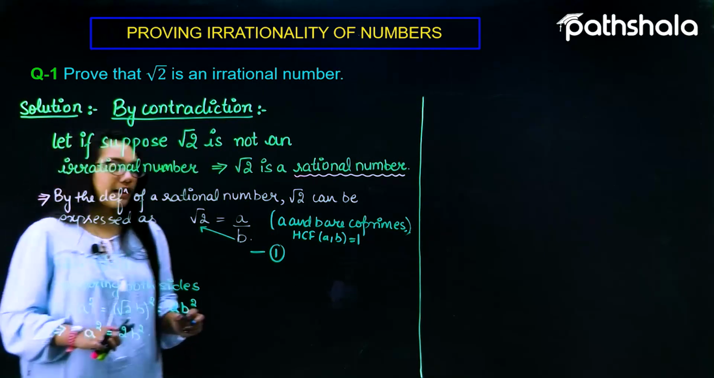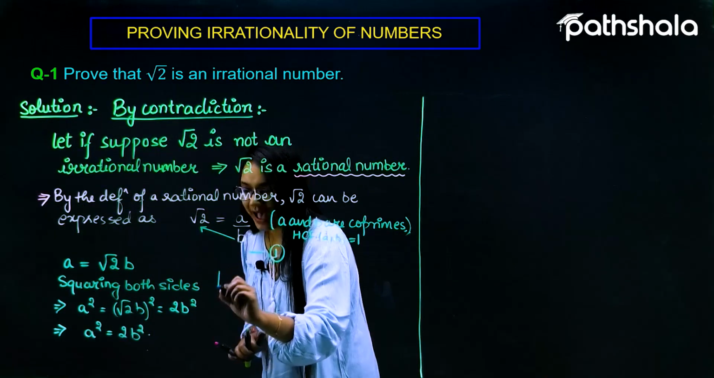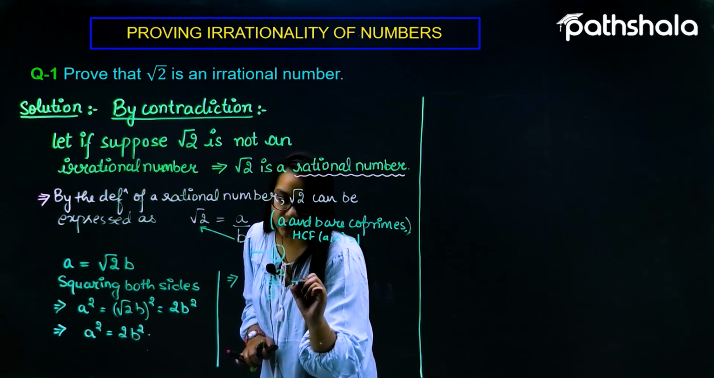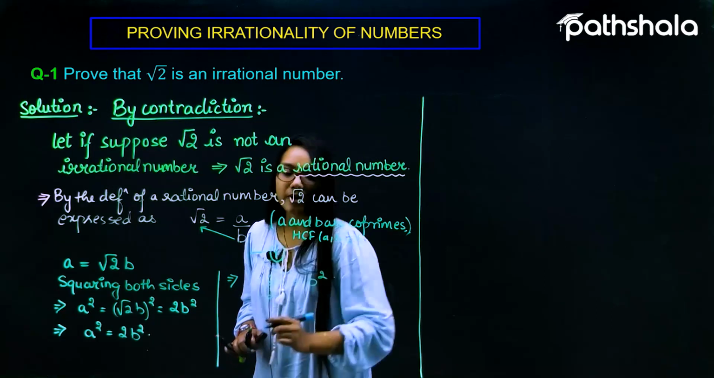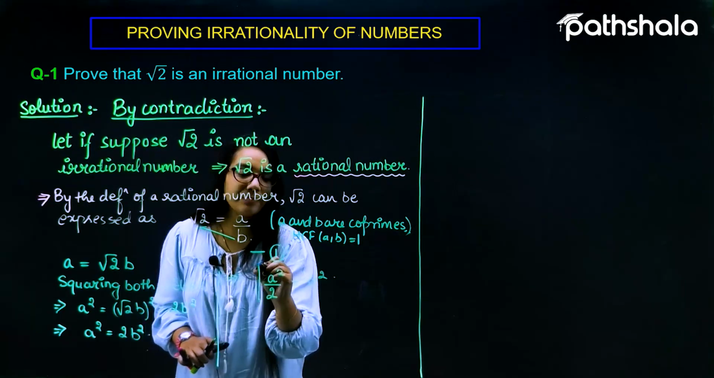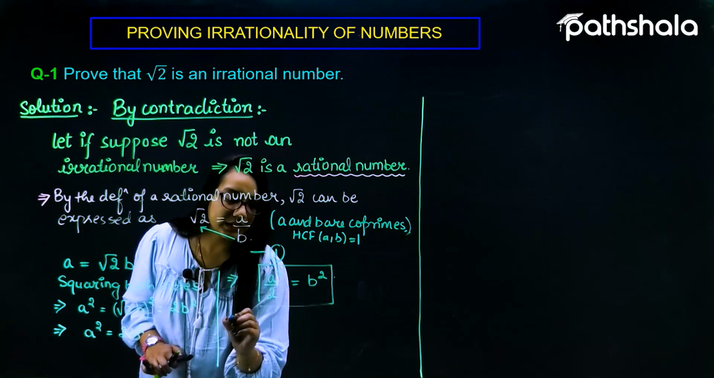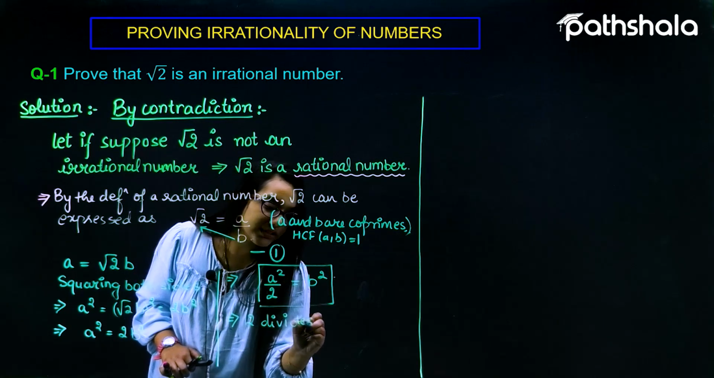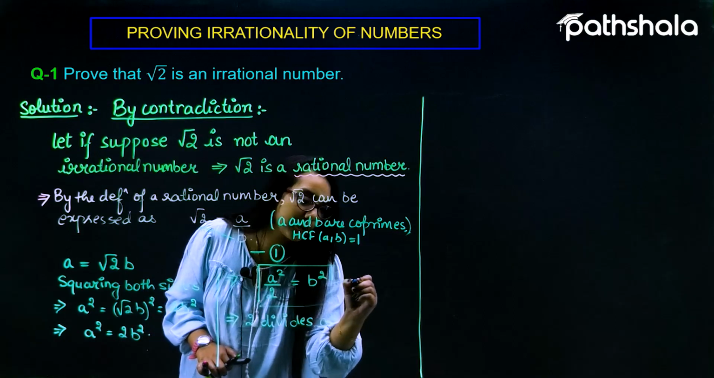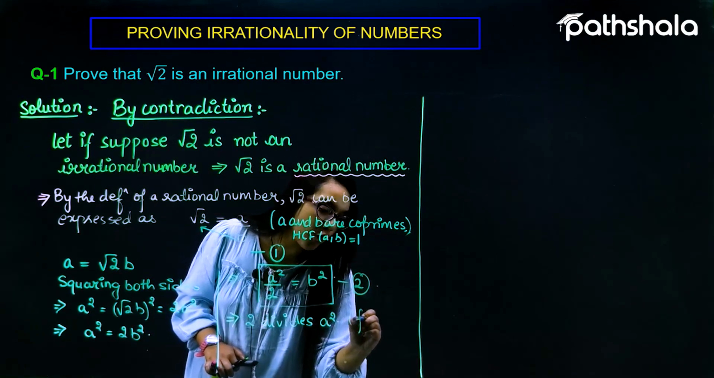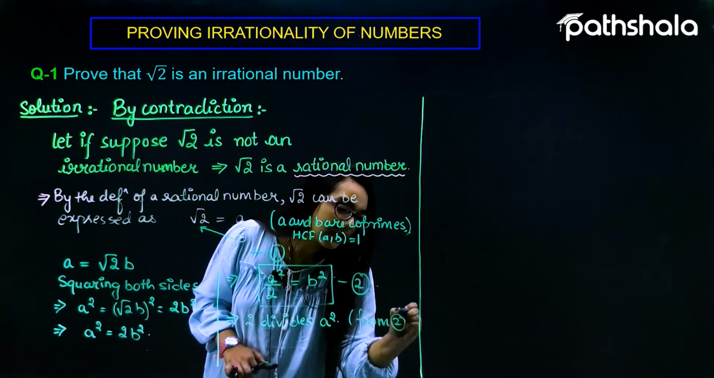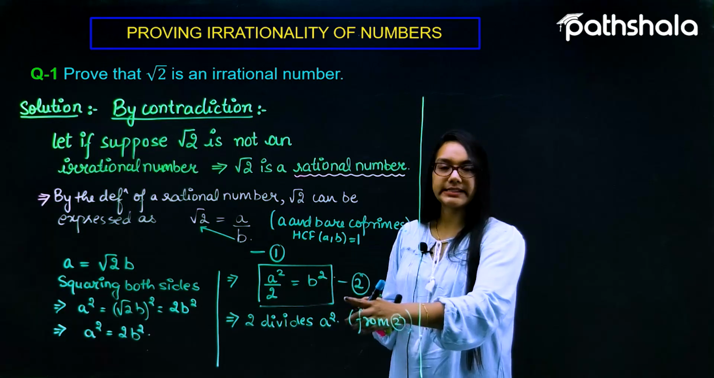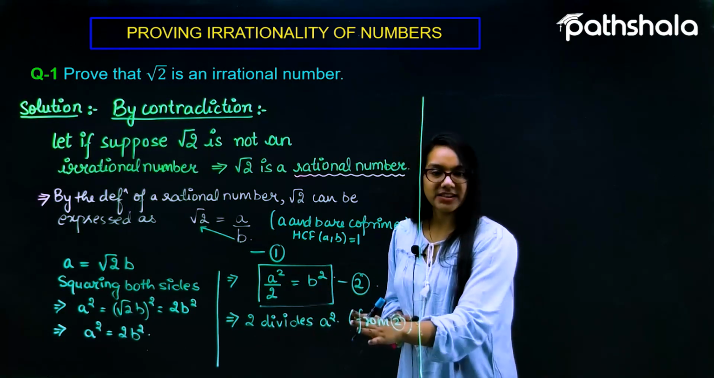Let us write this equation as A square by 2, which is equal to b square. This statement implies that 2 divides A square. Let us call this equation number 2. So from equation number 2, we can say that this expression, A square by 2 equal to B square, definitely says that 2 divides A square.